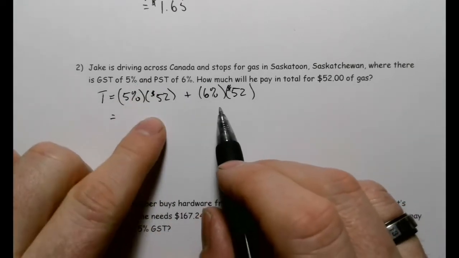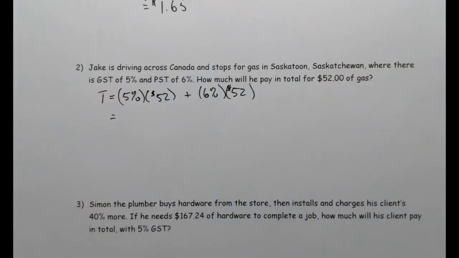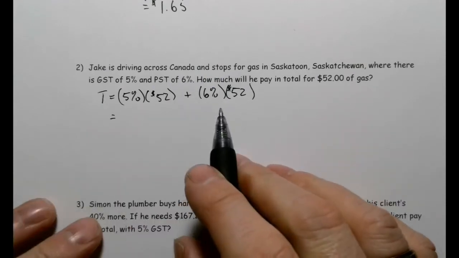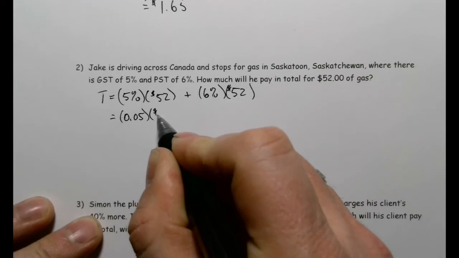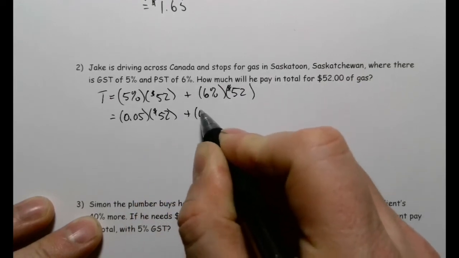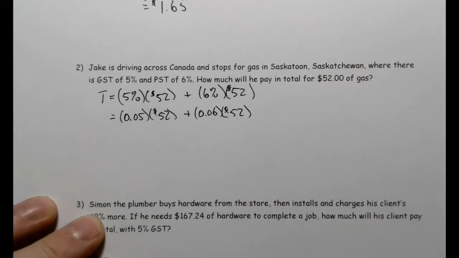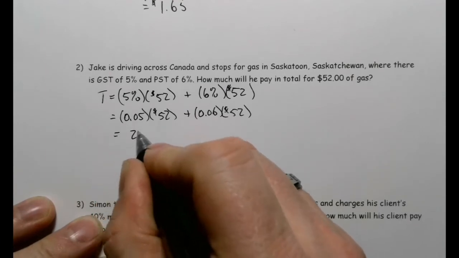So first of all, this is going to be 0.05 times 52 plus 0.06 times 52. So I'm going to come up with both of those. 0.05 times 52 is going to be $2.60. And then 0.06 times 52, and that's $3.12. And when we add them, we get $5.72.